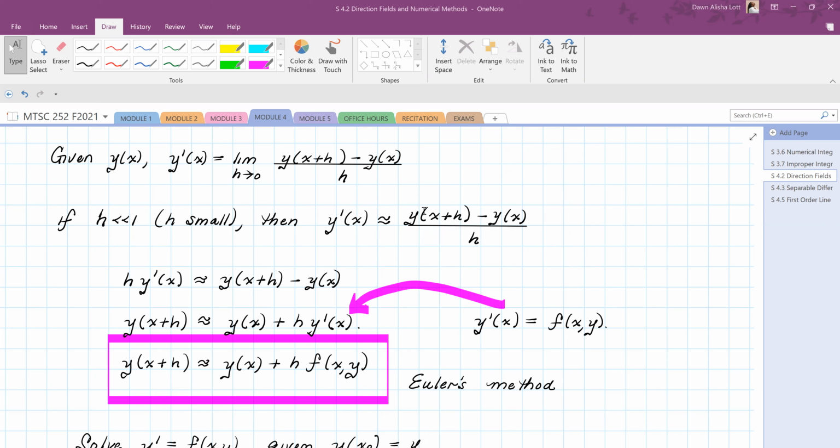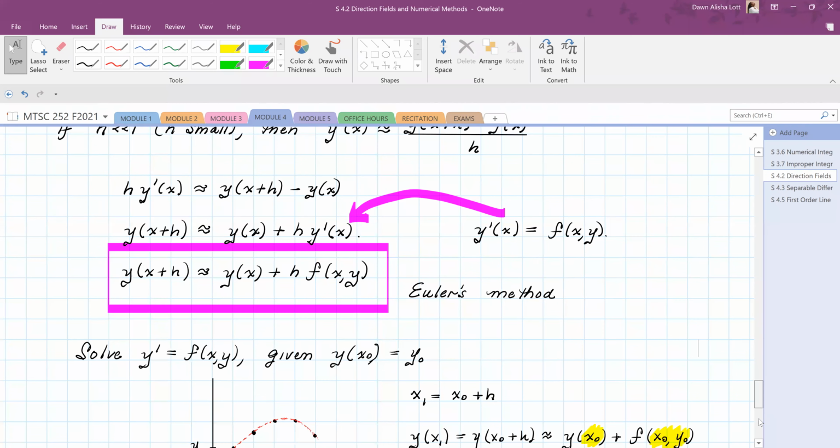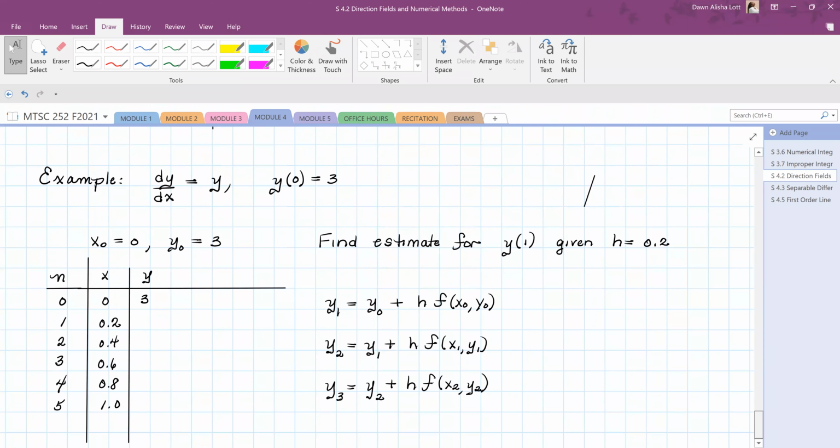Then from here, I solve for y of x plus h, which is the value of the y at the next h. And I came up with this formula, y of x plus h is approximately y of x plus h times f of x, y. And so what in the world is this used for? So I started with an example that I'm going to finish.